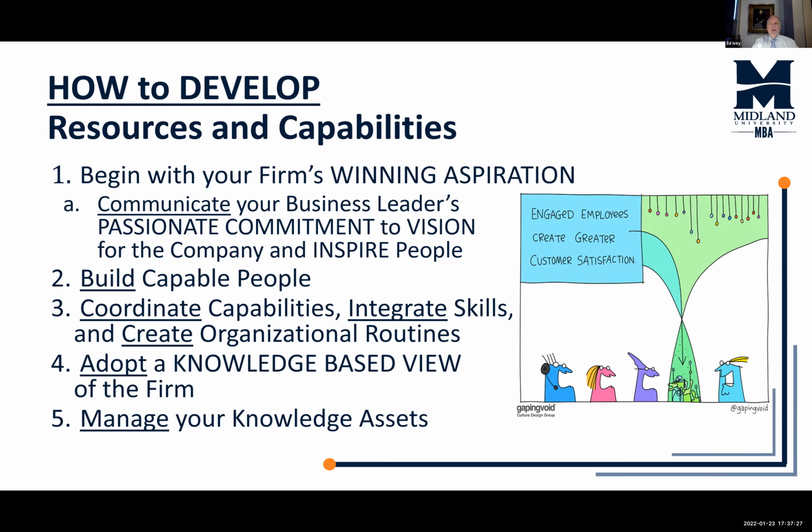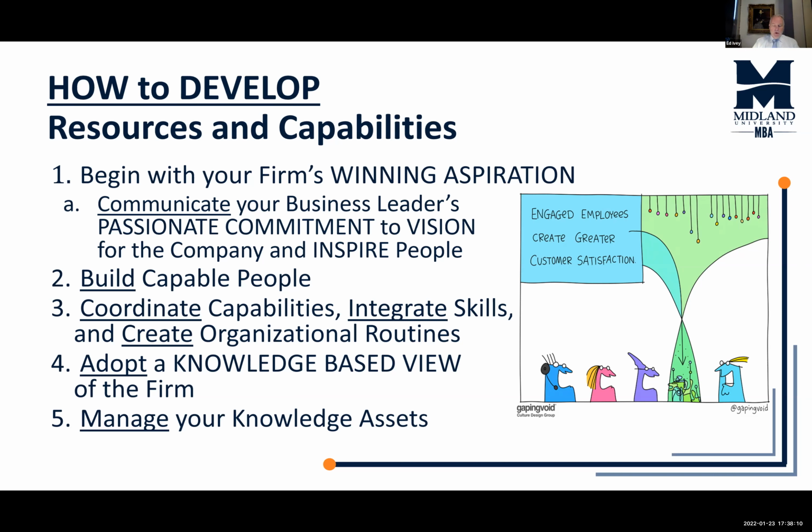And our first step is to begin with our company's winning aspiration. We communicate what the passionate commitment to vision is for the company to inspire the people. So how many times have you read that people do not leave toxic environments, they leave toxic bosses? What helps to create a toxic boss is not having that passionate commitment to vision, not having that passionate commitment to inspire people.